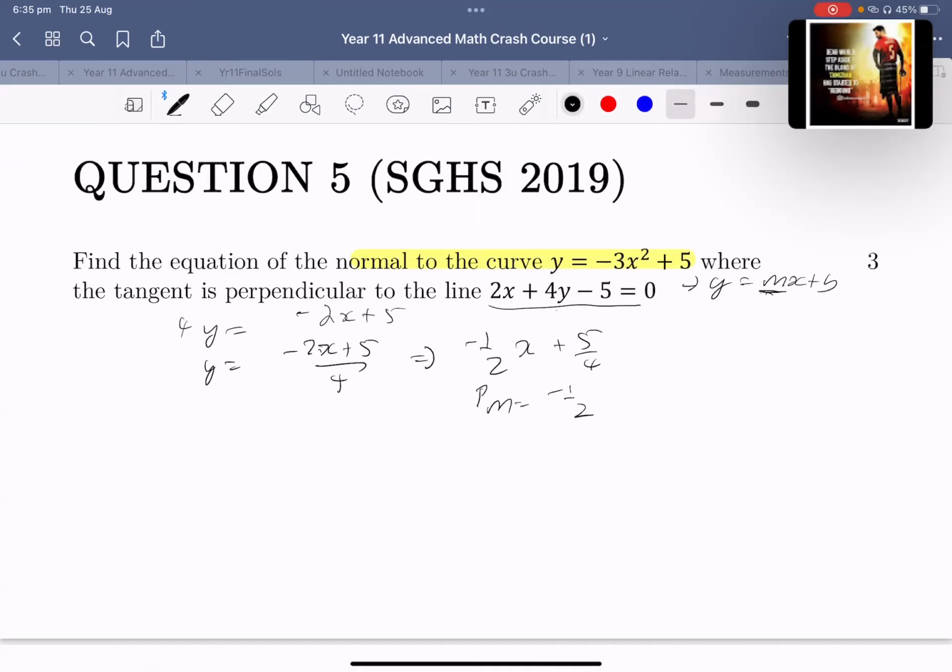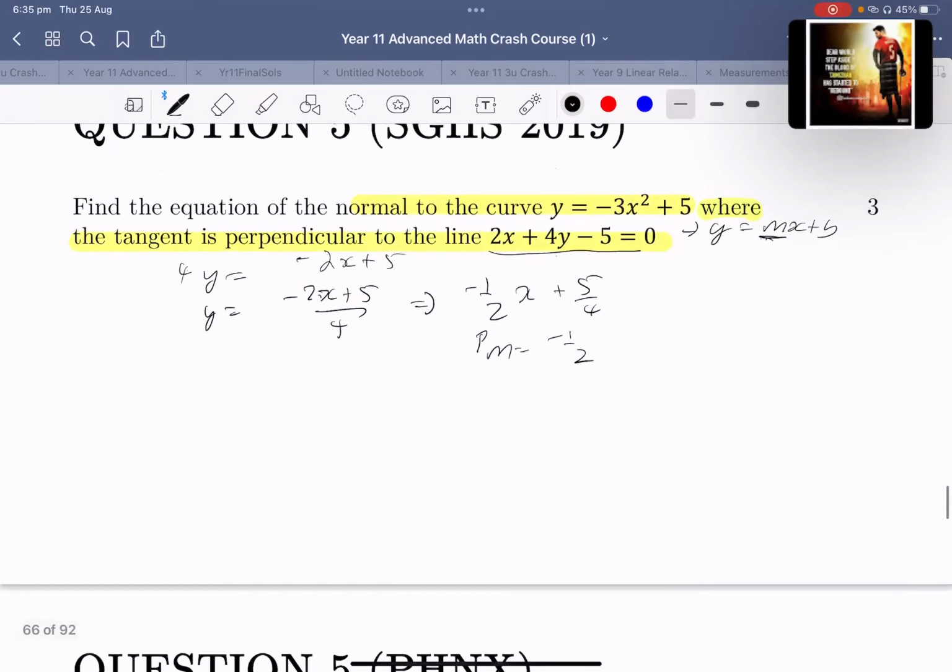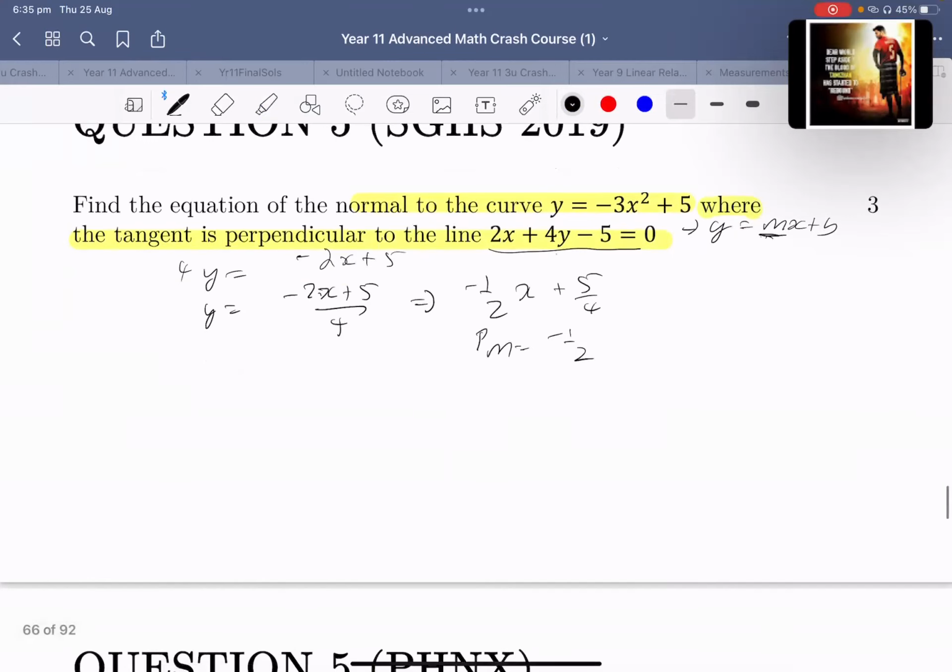What are we interested in? We're interested in the equation of the normal to the curve where the tangent is perpendicular to this line. All right, that's not bad then. So it's perpendicular to that line. The tangent of this curve, which is perpendicular to this line, is equal to the negative reciprocal of this, which is just 2.